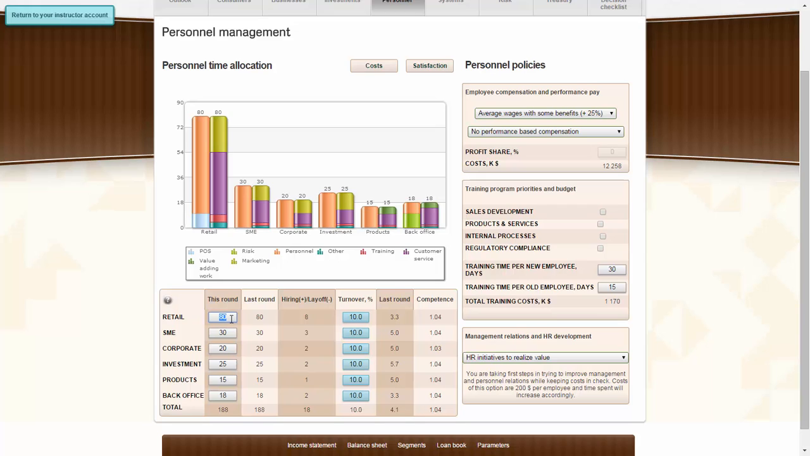customer satisfaction. So the more people you have available, the better the customer satisfaction, but obviously you don't want to have too much, because that's going to increase the cost. Then we also estimate the turnover, and then we make decisions about the employee compensation. There are different options for the compensation policies, and then we decide the training program priorities, and then we decide how much training time per new employee and per old employee, and then also some decisions about the relations between the management relations and HR development.